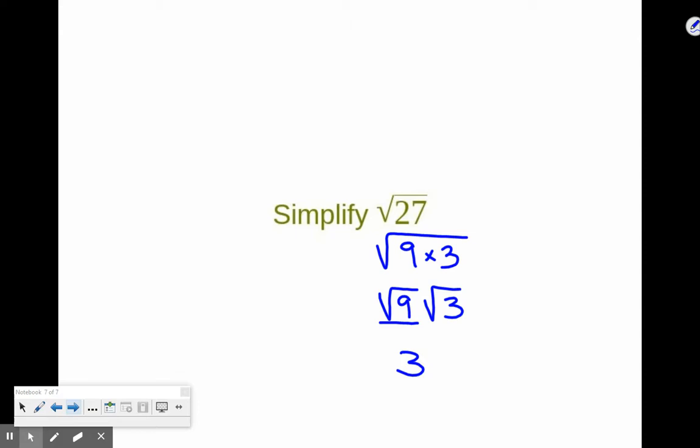All right, let's do the square root of 27. Hopefully a lot of you are looking at 27 and you're like, well, 9 goes into it. 9 times 3, and 9 is going to be the biggest. So we have the square root of 9 times the square root of 3. The square root of 9 simplifies to just 3. Notice that I got rid of the square root. And then we have 3 square root of 3 as the simplified version.